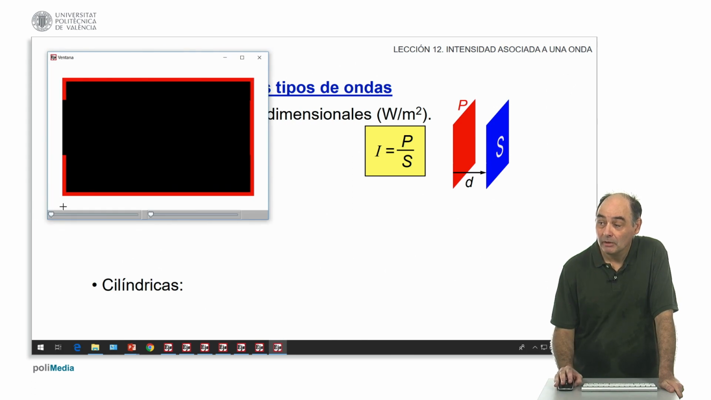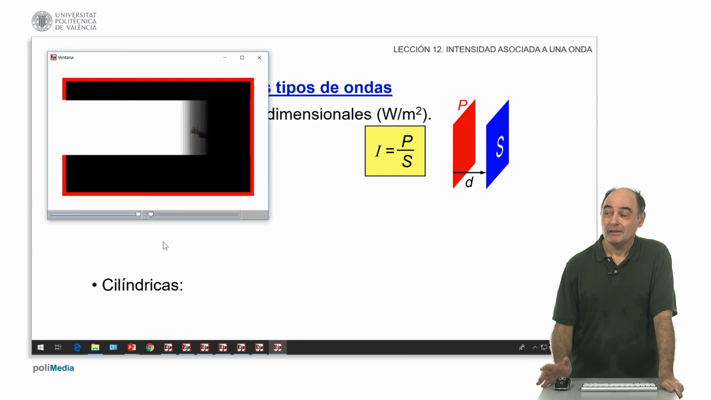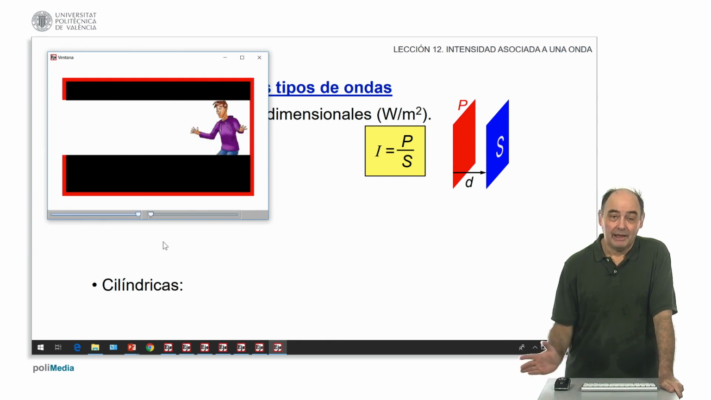It would be the case, for example, of opening a window. And once it stabilizes, the intensity does not change from one point to another. We have exactly the same. All points are equally illuminated.